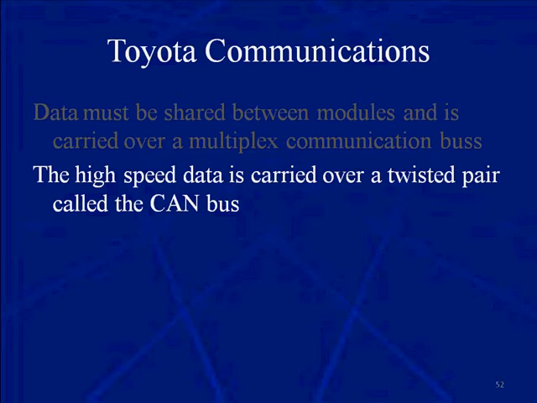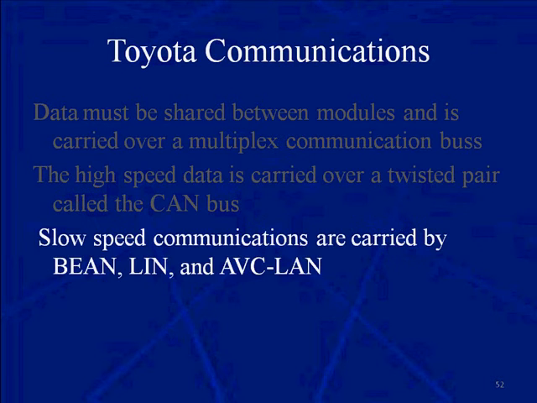The high-speed, near real-time data is going to be carried over a twisted pair, and that's going to be called CAN, Controller Area Network Bus. Now, twisted pair means there's two wires and they're twisted together to help eliminate noise. The slower communications are going to be done by BEAN, LIN, and HVC LAN. I'll just call it HVC LAN instead of spelling the whole thing out every time.